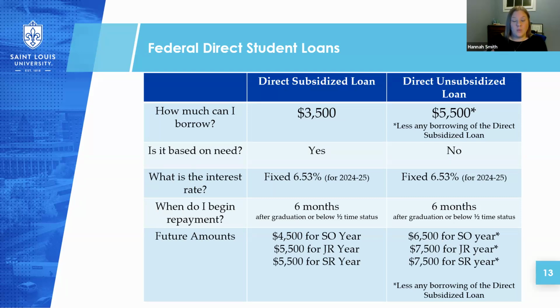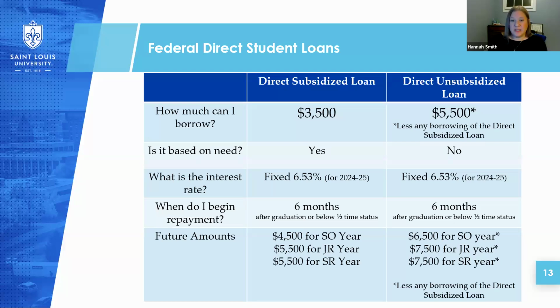That unsubsidized loan would be accruing interest while your student is in school, but repayment for both the subsidized and unsubsidized loan is deferred until after your student graduates. So repayment is exactly the same for both the sub and unsub, but it's just how the interest is accruing on the subsidized versus unsubsidized loans.